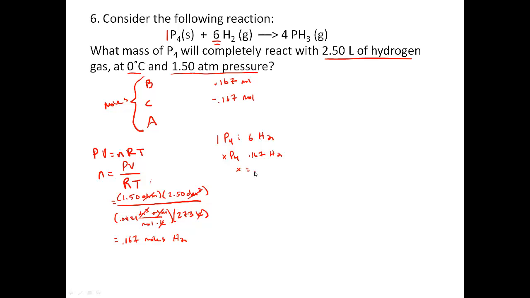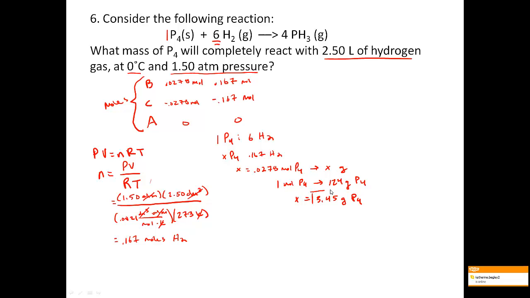Solve for X. We're going to need 0.0278 moles of P4 to completely react with 0.167 moles of H2. But the question doesn't ask about moles, it asks about mass. Well, we know how to get to mass, right? We don't know how many grams this is, but we do know that in 1 mole of P4, if we look at the periodic table, we get 124 grams. Set up the ratio, solve for X. We figure out that we need 3.45 grams of P4 to react with 2.5 liters of hydrogen.